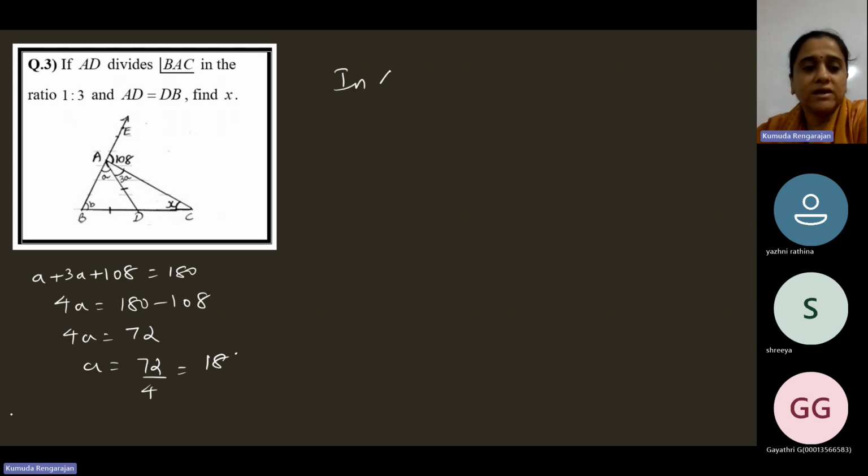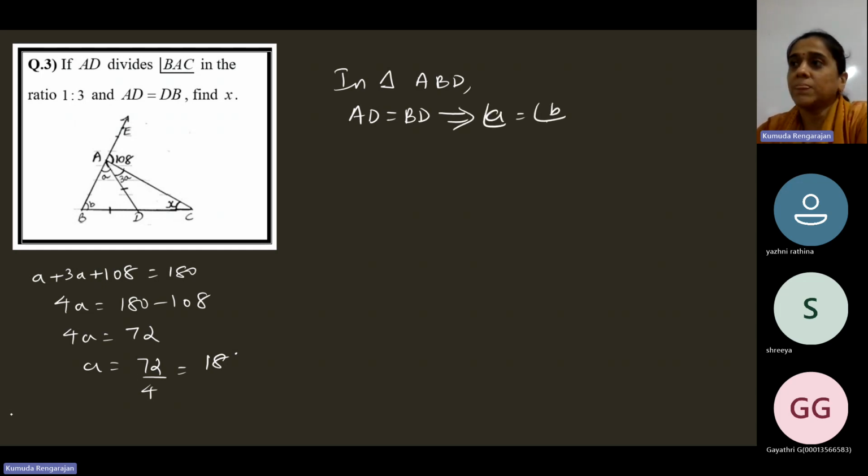in triangle ABD, which are the two equal sides? AD is equal to BD. This implies angle A is equal to angle B, correct? Therefore, angle B is equal to 18 degrees. 18, sorry.